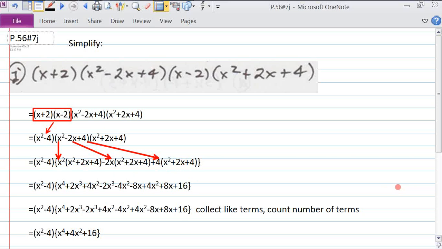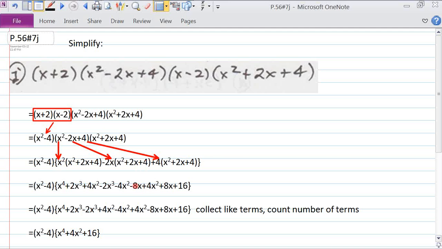So now what I'm going to do is remove the inner brackets all over here. Just remove the inside. We always work from the inside out. So leave the brace bracket. X squared times x squared gives me x to the 4th. X squared times plus 2x gives me 2x cubed. X squared times plus 4 gives me 4x squared. Minus 2x times x squared gives me minus 2x cubed. Minus 2x times plus 2x gives me minus 4x squared. And minus 2x times plus 4 gives me minus 8x.